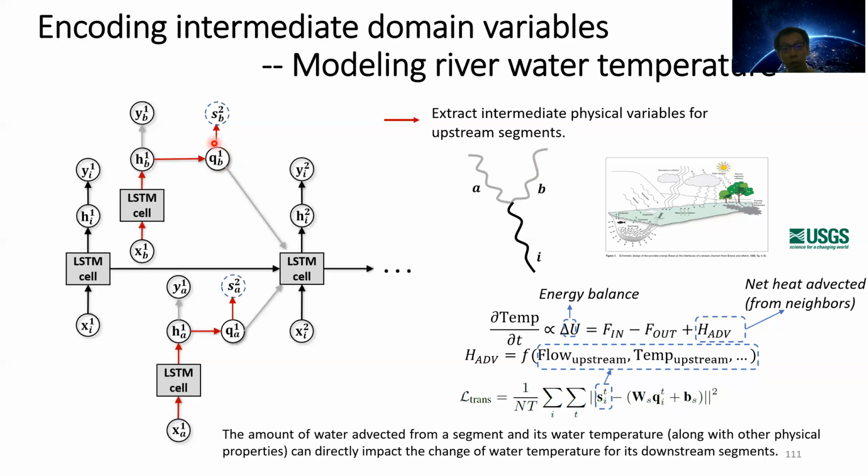Then once QA and QB are passed to this RSTM cell for the downstream segment, this RSTM structure can gather sufficient information to estimate this term HADV. So this is basically the impact from upstream to downstream segments that we're going to estimate. This method has been shown to greatly improve the prediction performance for water temperature and also make the model more generalizable because we enforce some very general physical relationships here.